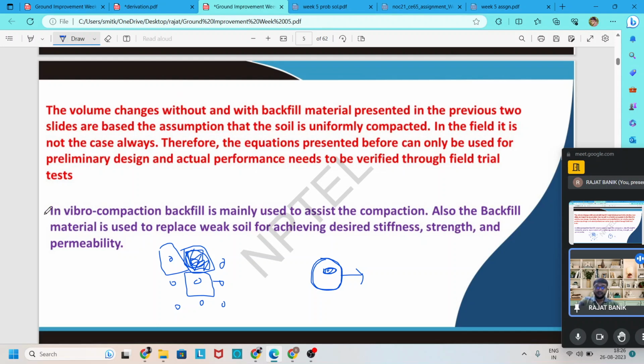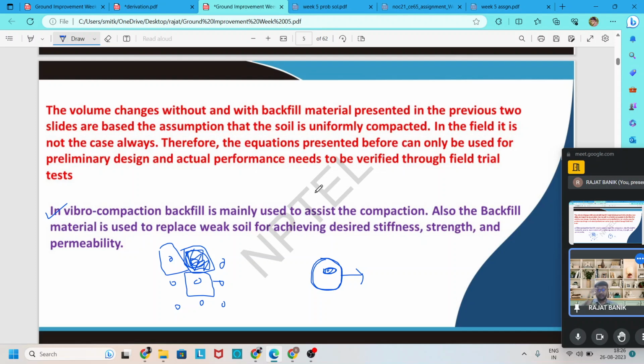Another point is also drawn: the maximum material should assist the compaction, because void space is created during this vibro compaction, and the probe is not compacted further. Due to this void space, the energy is not distributed equally to the surrounding soil. So for that we apply some backfill materials, because due to the backfill compaction the energy is distributed and further densification happens.